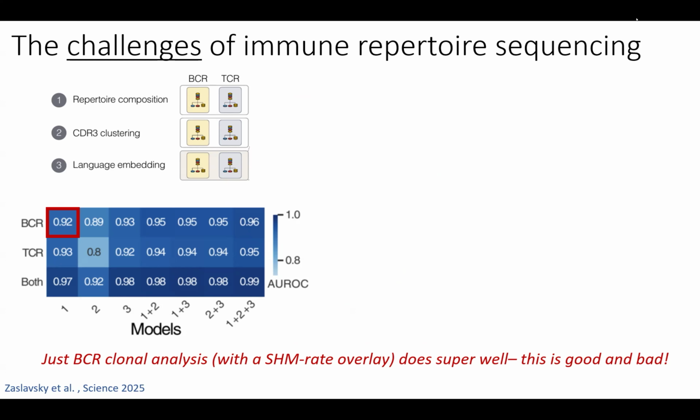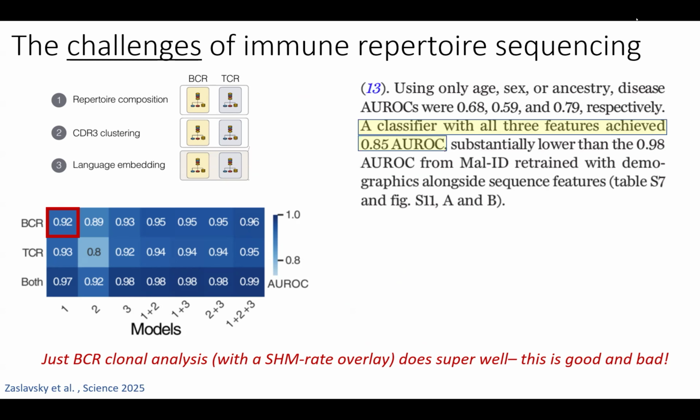Right? And a semblance of this shows up in the paper itself as well, where they point out that if you were to use only age, sex, and ancestry, as proxies for different clonal signatures, that itself is a remarkably good classifier. It is not as good as the repertoire models, but it is a good classifier on its own.